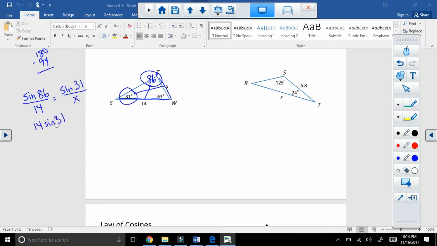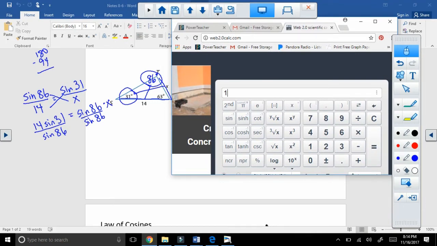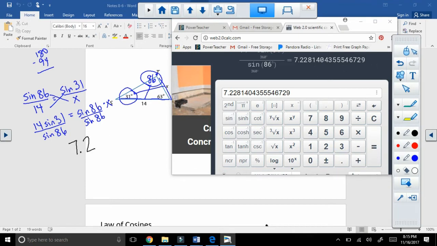14 times the sine of 31. And then that's going to equal the sine of 86 times x. I'm going to divide by the sine of 86 and grab my handy dandy calculator. You guys really should be doing this too as we move along. Make sure you know how to type this. It's 14 times the sine of 31. And then I have to divide that by the sine of 86, and this would be about 7.2. So I'm going to write that the answer to this one's about 7.2.